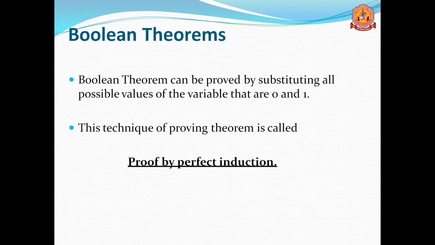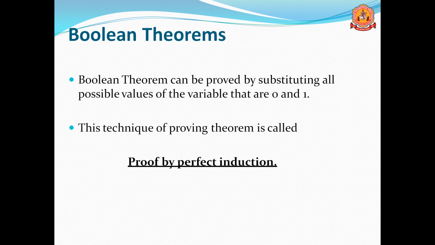The next one is Boolean theorems. Postulates are the fundamental laws. The next is Boolean theorems, and there are different Boolean theorems. The Boolean theorems can be proved by substituting all the possible values. We can prove a Boolean theorem by substituting all the possible values, because only two possible values are there, 0 and 1.